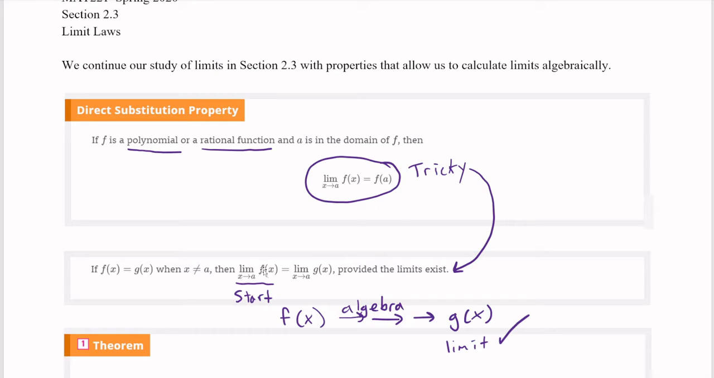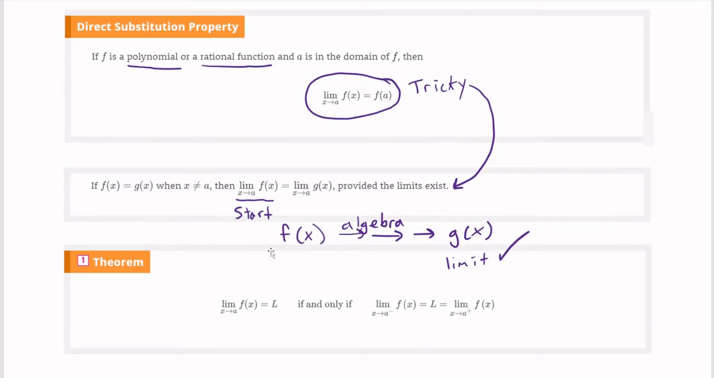You get a function, maybe it's too complicated, something's weird happening when you plug in a, do some algebra, get to something simpler. It might not always look simpler right away, but in terms of plugging in a, it'll be simpler. Get the limit, and you've solved the problem. All right, so that's just what this piece says to us.